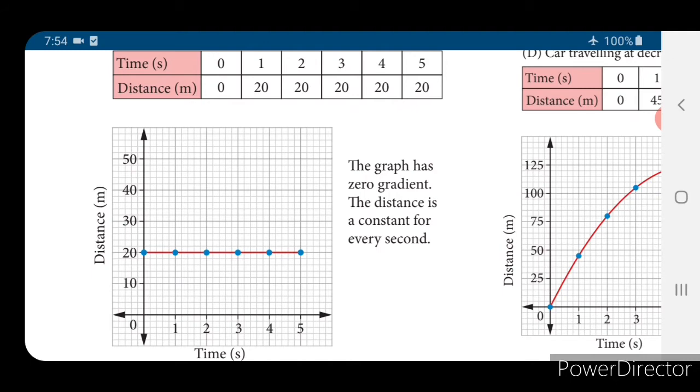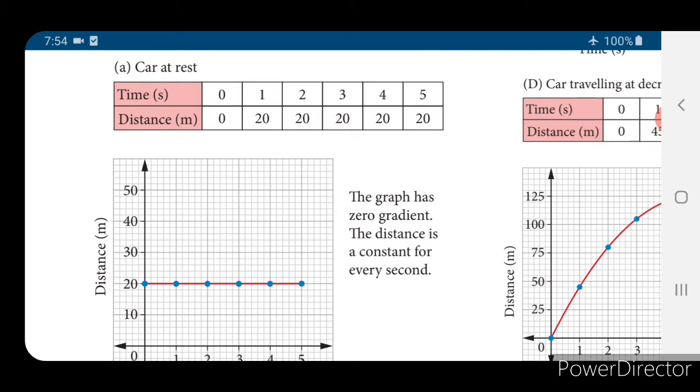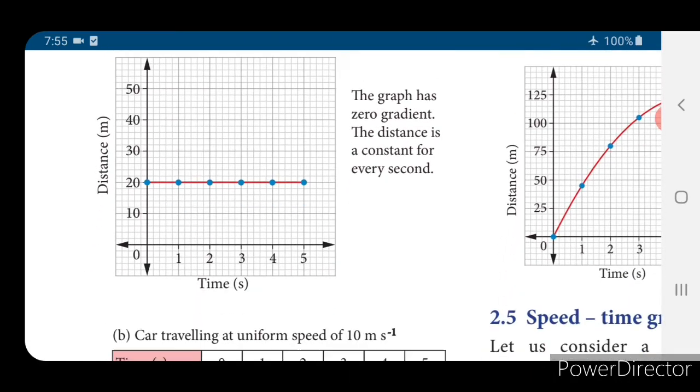Then after 1 second, the distance covered is 20 meter. After 2 seconds also 20 meter. After 3 seconds 20 meter. After 4 seconds 20 meter. After 5 seconds 20 meter. So after traveling 20 meter distance, the car has stopped. So we are getting a straight line which is parallel to the x-axis.